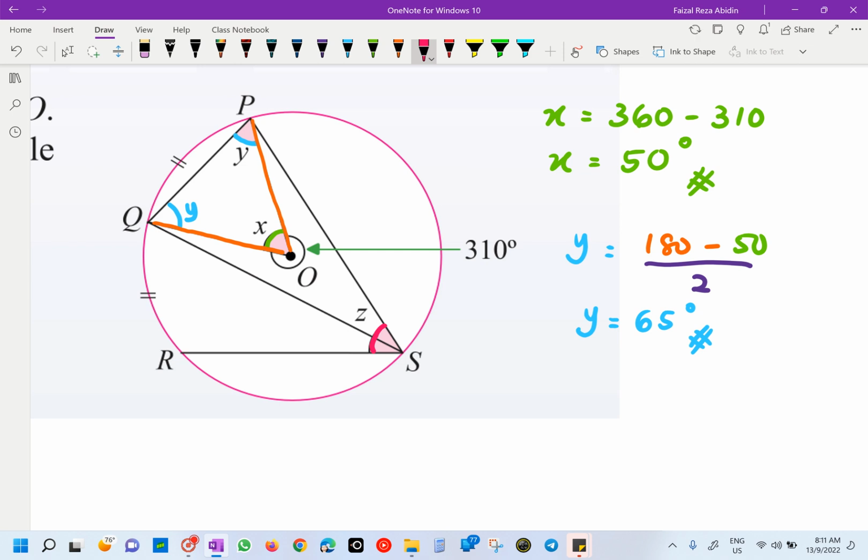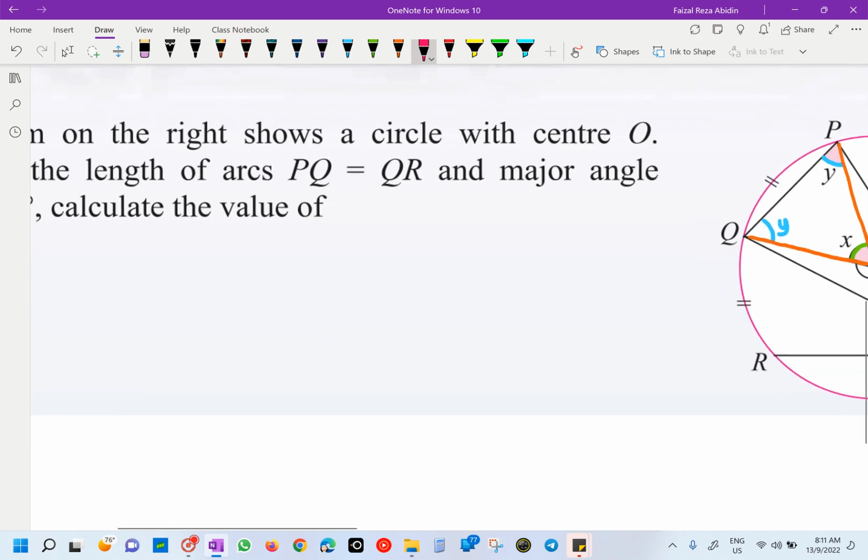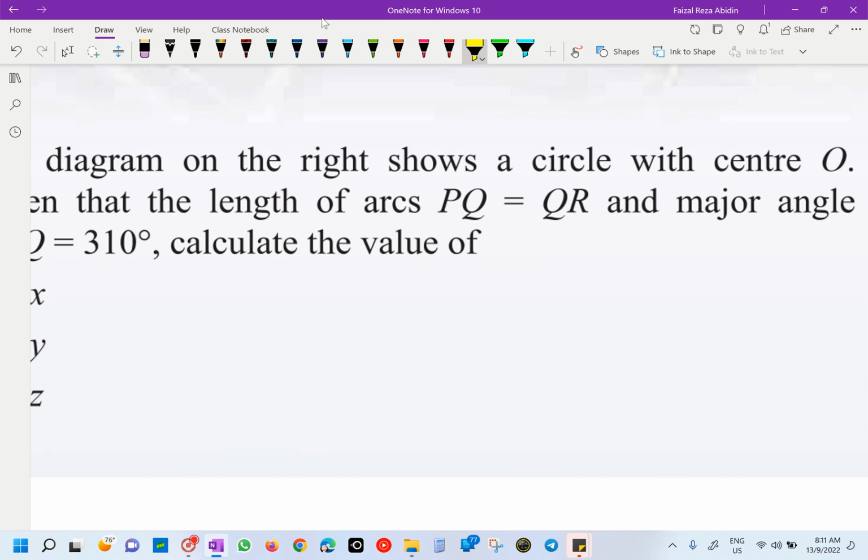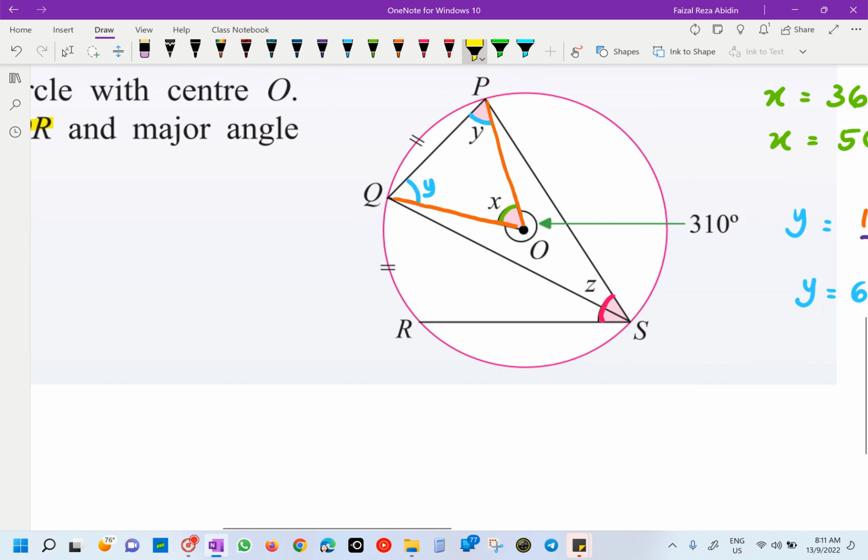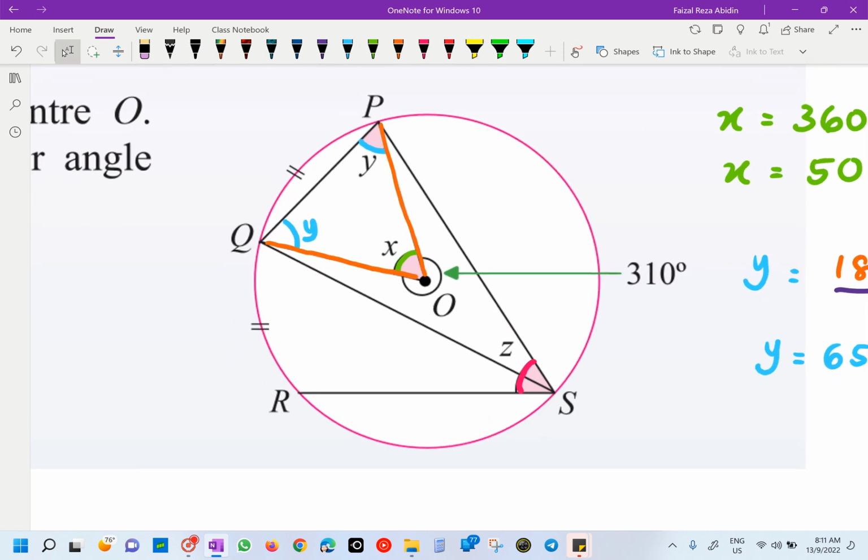What's given to us at first here? Length arcs PQ equals QR. Means that our angle here is going to be the same here. Right? So means I can use x there. That's the angle at the center by using the same arc over here.